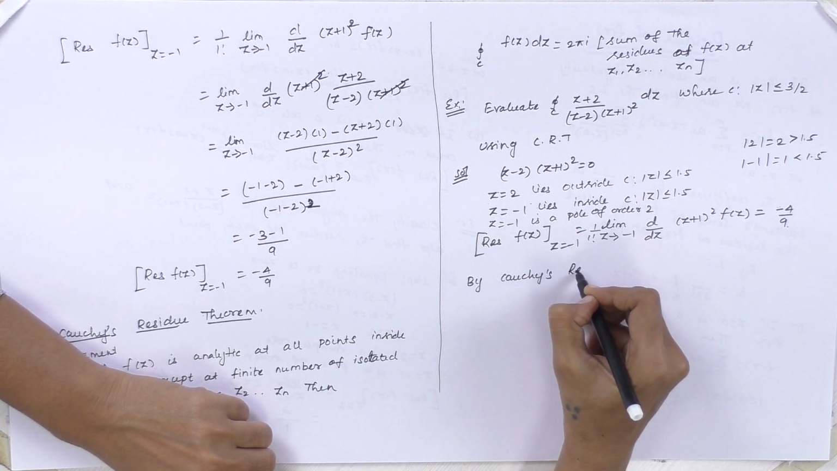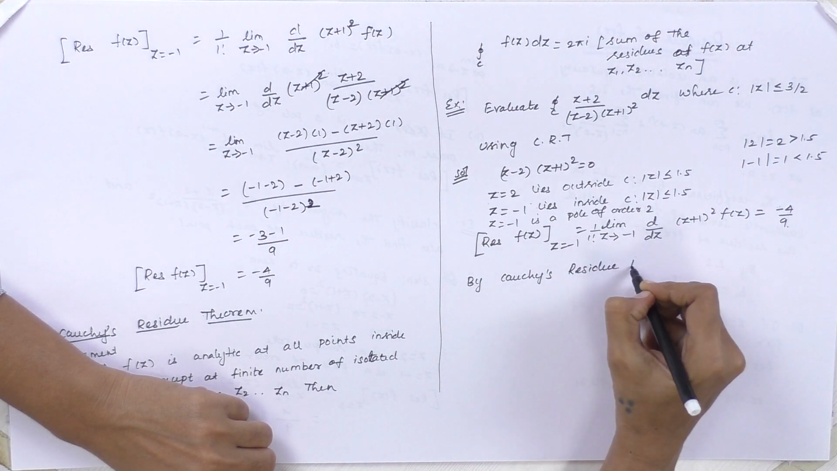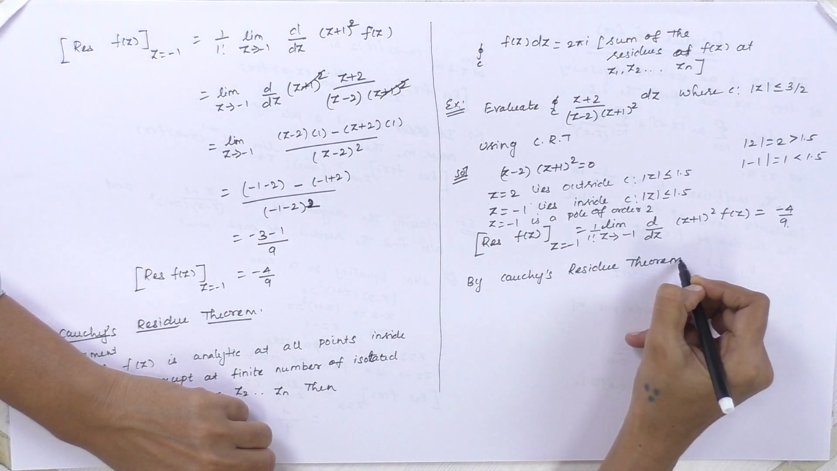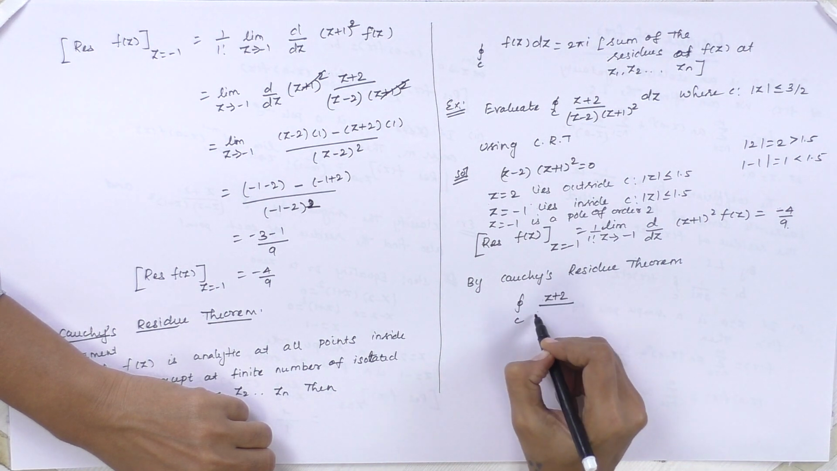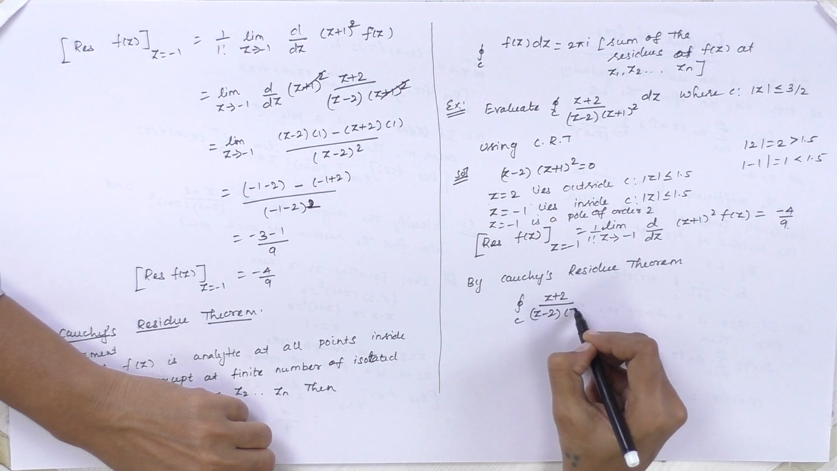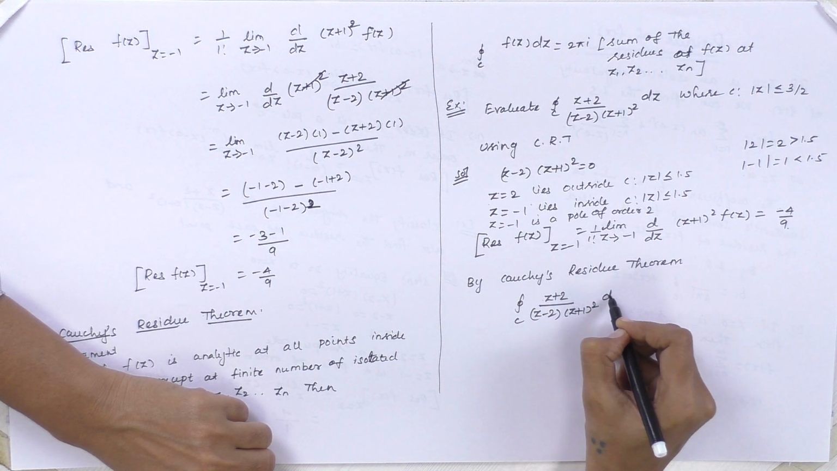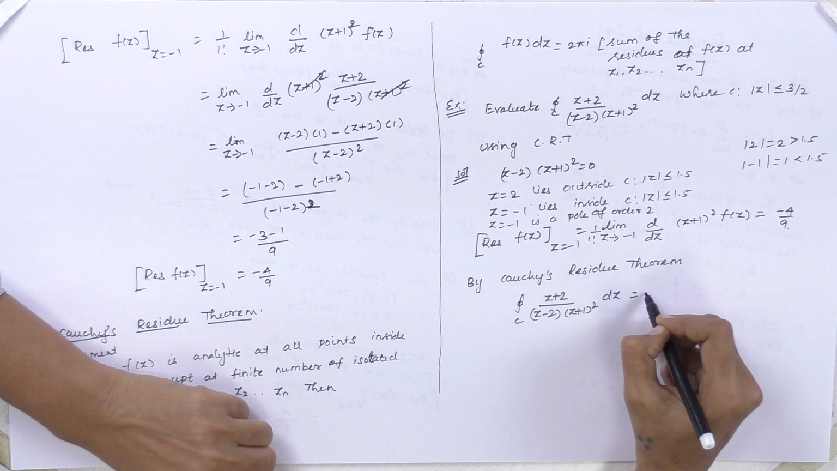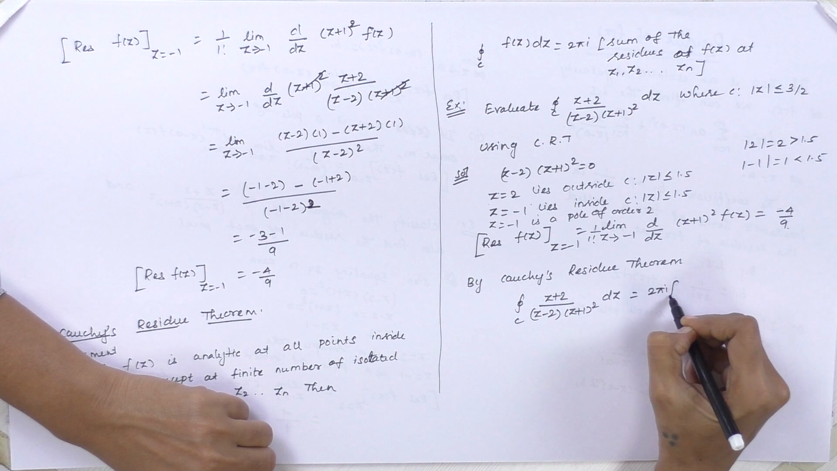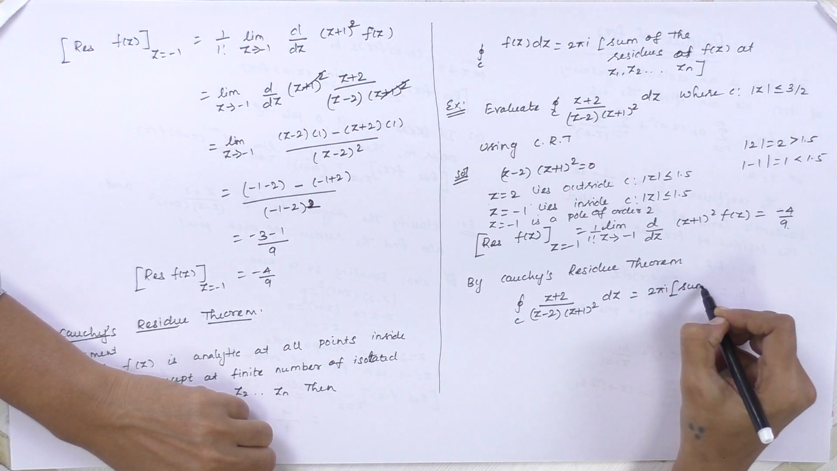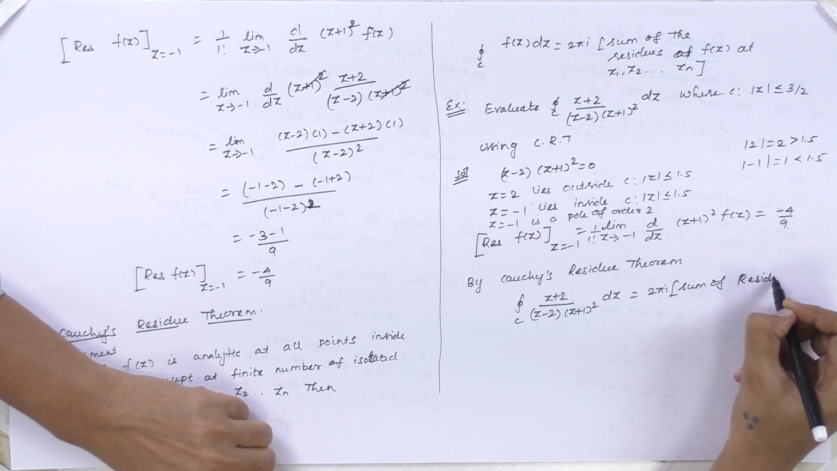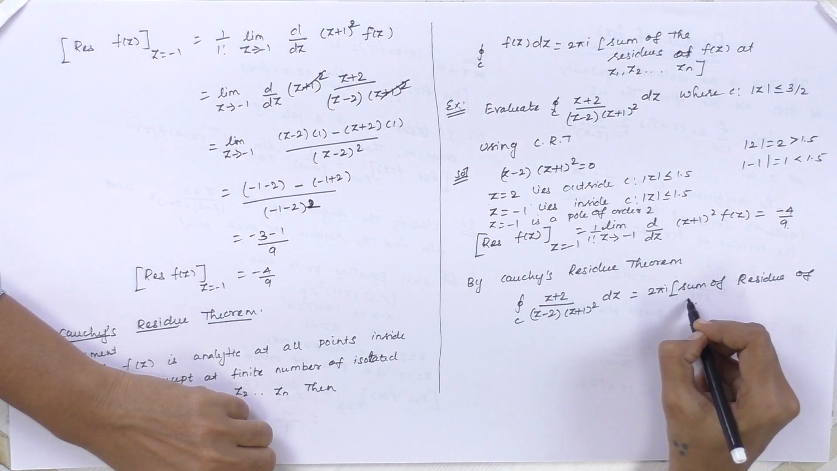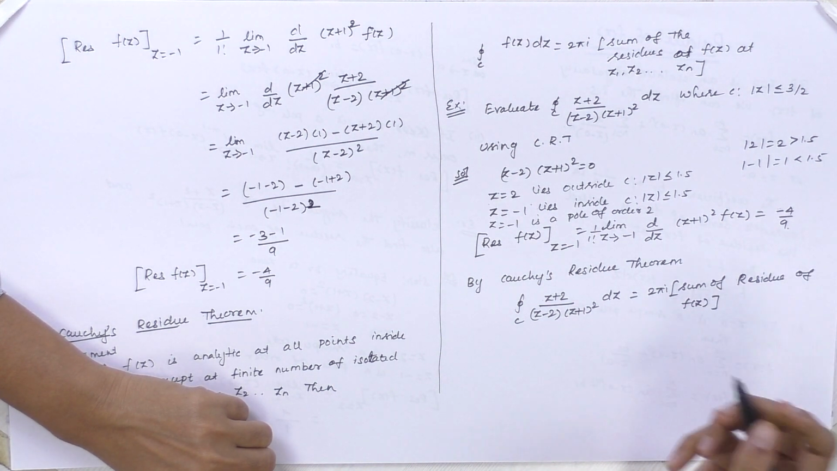By Cauchy's residue theorem, the integration over C of (z plus 2) upon (z minus 2) into (z plus 1) raised to the power 2 dz is 2 pi I into the sum of the residues of f of z. This is the statement of the theorem.